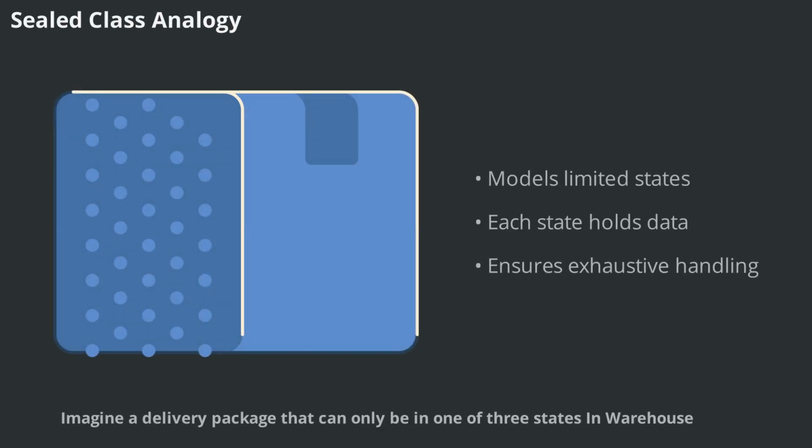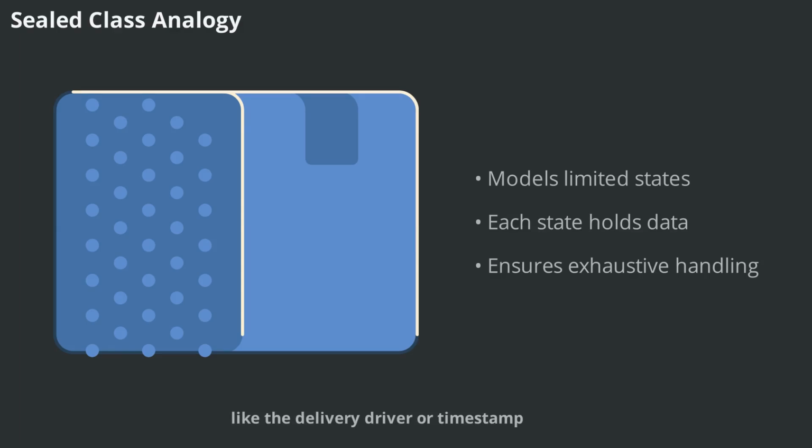Imagine a delivery package that can only be in one of three states: in warehouse, out for delivery, or delivered. Each state might carry different information, like the delivery driver or timestamp. Sealed classes let you model these states safely, ensuring your code handles every possible case without surprises.